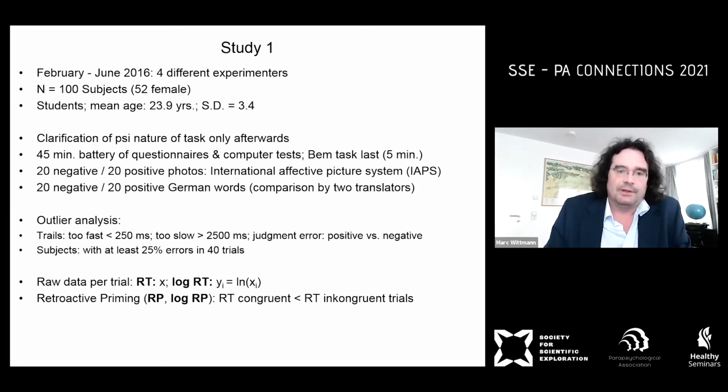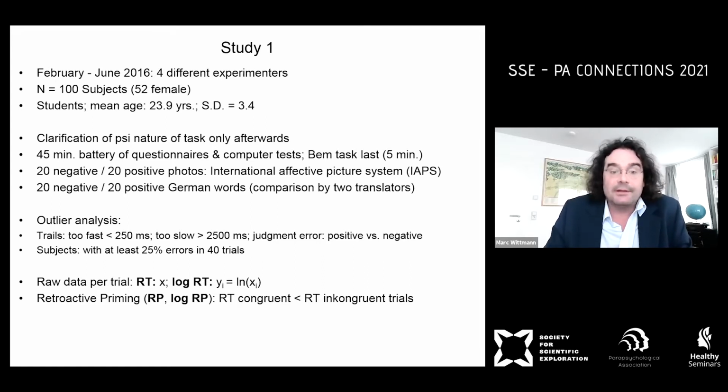Then we had 20 negative and 20 positive photos taken from the International Affective Picture System, then 20 negative and 20 positive German words, which we translated from the original, comparing the versions of 2 translators who then agreed on one version. We also had outlier analysis. Individual trials that were too fast, faster than 250 milliseconds, or too slow were eliminated. And we eliminated judgment errors. So when there was a positive photo, for example from the IAPS, and they pressed negative, that trial was also discarded. And subjects with at least 25% errors in their 40 trials were also eliminated.